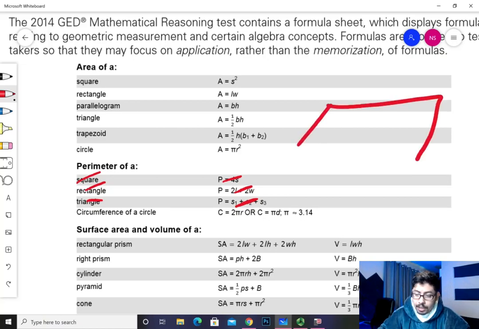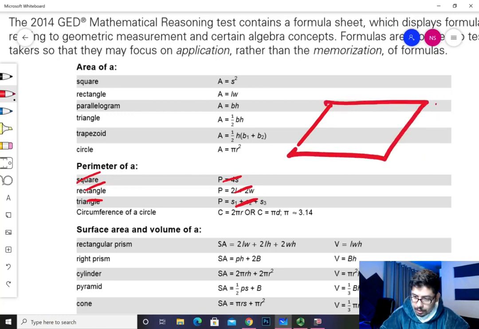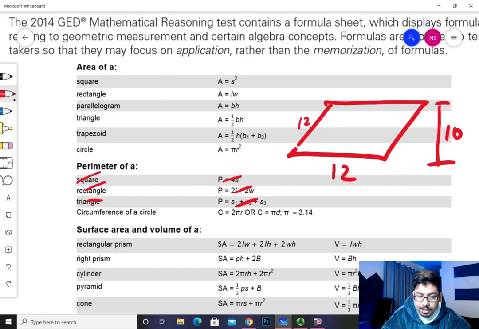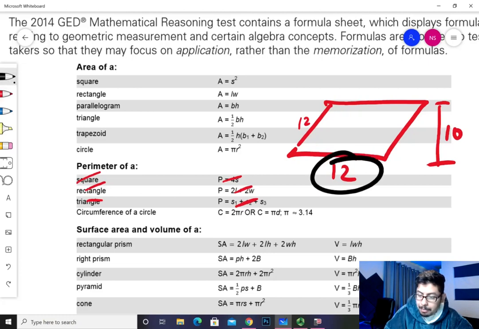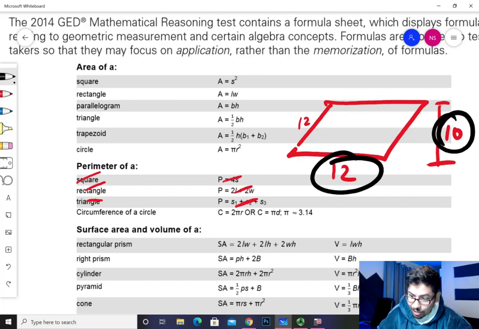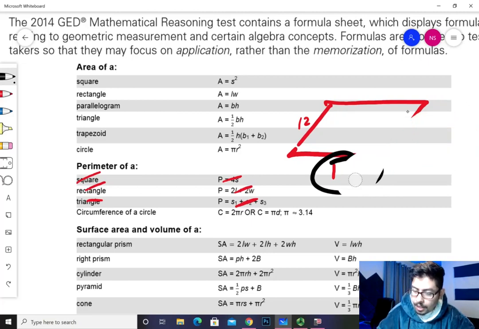So they might give you a parallelogram like this, 10, 12, and they probably gave you the slant to try to confuse you here. They might give you 12 there, but you will be doing the parallelogram, which is the base, which is this bottom part, times the height, which is not the 12, it's always the vertical one, right? So that's how they try to trick you.